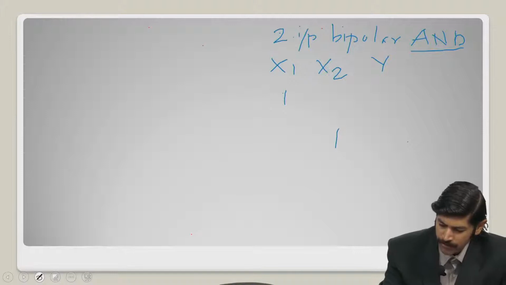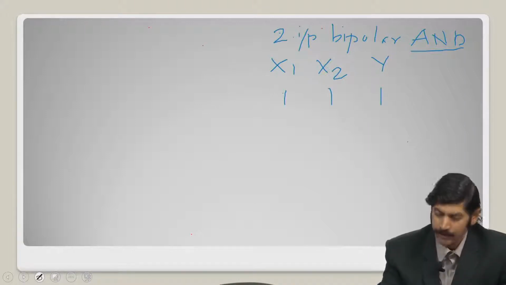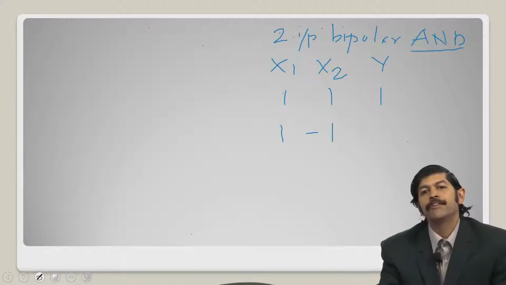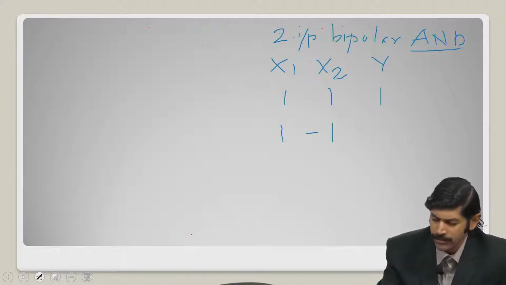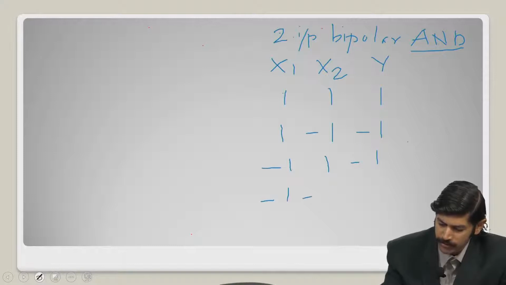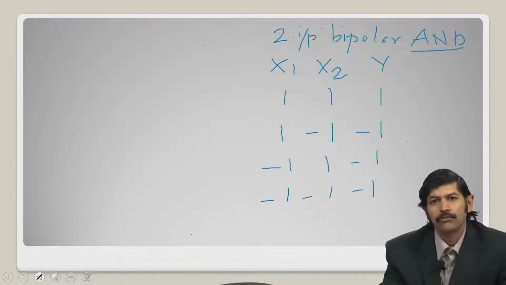When both of them are high, then they are going to produce an output that will be high. Both of them high, x1 and x2, only then it will produce a high output. For this exemplar 1 and minus 1, the output produced will be minus 1. For minus 1, 1, the output produced will be minus 1, and both low, definitely the output will be low. It goes without saying.